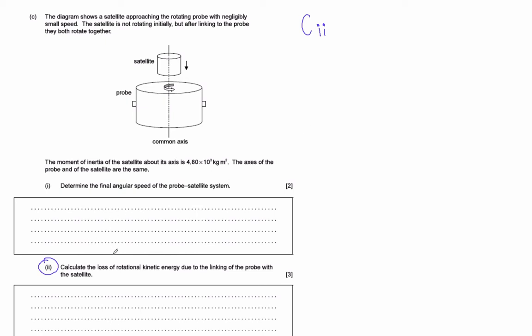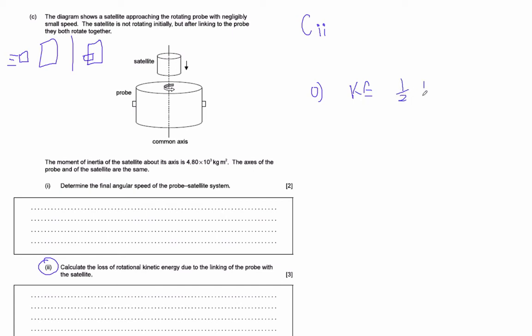Energies. So calculate the loss of rotational kinetic energy due to the linking of the probe with the satellite. And this is the same thing, right? We've done this with linear momentum. When the bullet flying along strikes the block that's sitting still, there's a lot of kinetic energy lost. So some kinetic energy is going to be lost here.